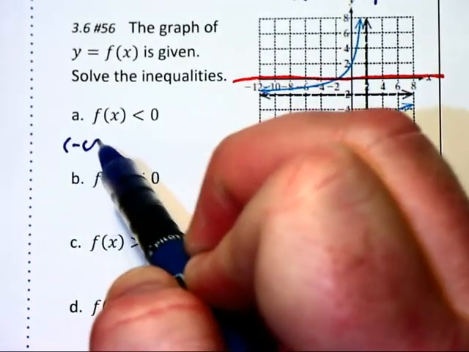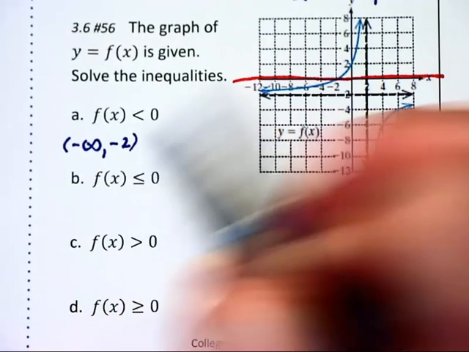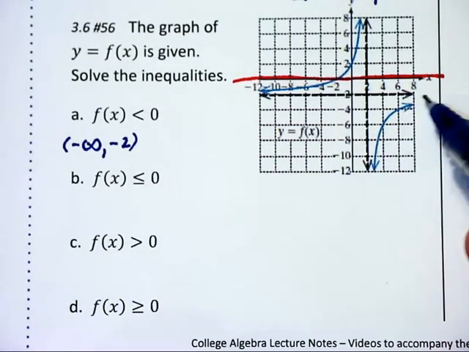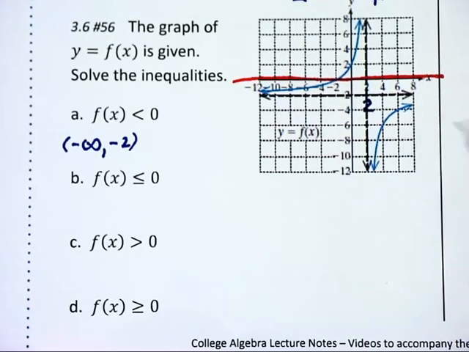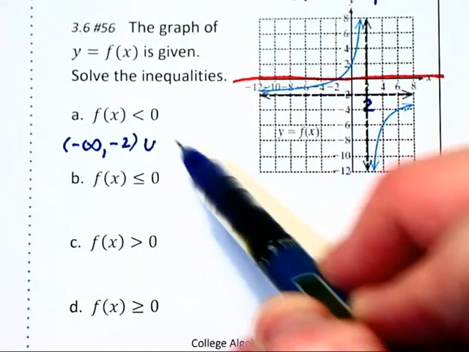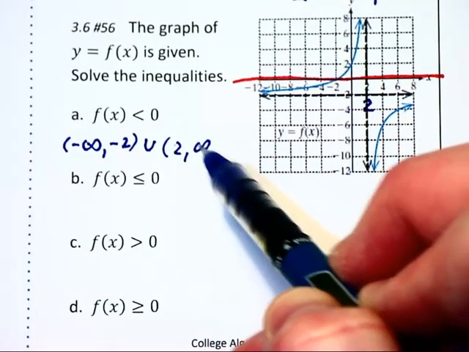So negative infinity up to -2, and we're below it to the right of +2 also. This is the x value 2. So union 2 to infinity.